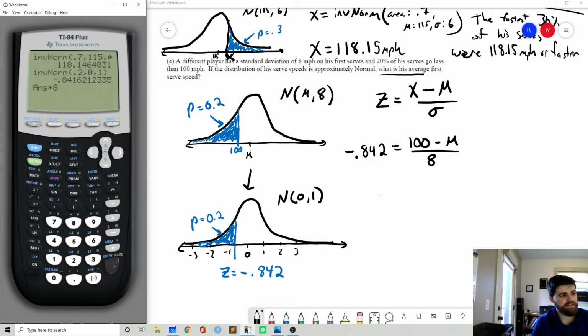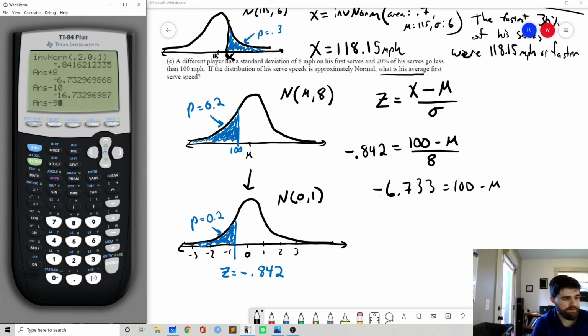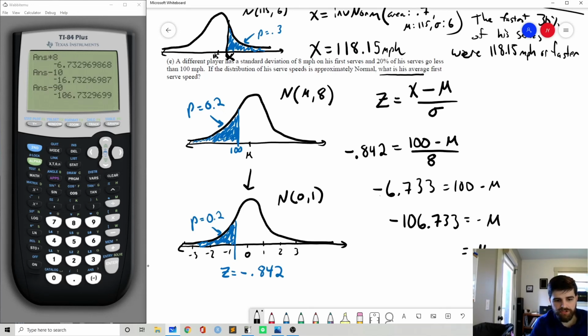So I'm going to multiply both sides by 8. Can subtract 100 from that. Negative 106.733 equals negative mu. So mu is 106.733 miles per hour. I'm going to cut off some of those digits. Just add our units. All right, so we found our mean, 106.7 miles per hour.